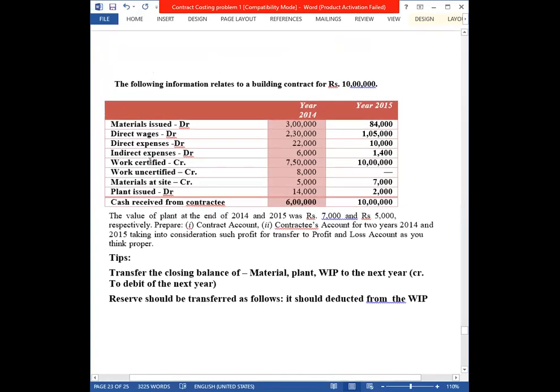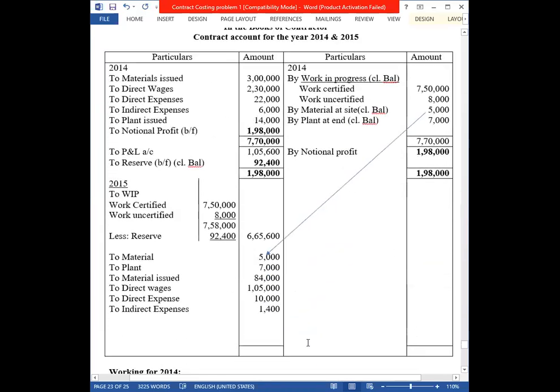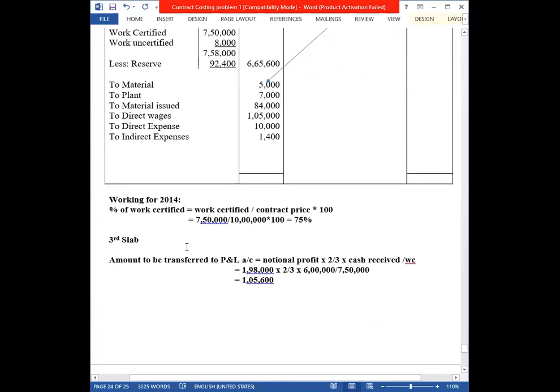What else is there? Then work certified 10 lakhs. Let me see whatever else is there. Plant issued is 2,000. So on the debit side, let me complete. To plant issued 2,000. Okay, all the items are over on the debit side. Now coming to credit side.